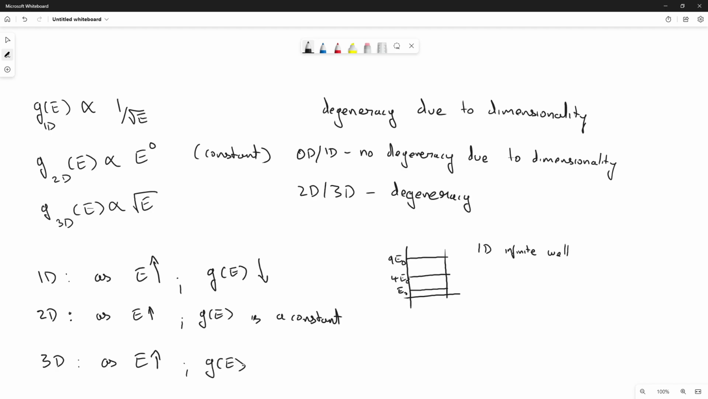So that is why we have the square root of E dependence. Essentially what all of these statements mean is that it is a mathematical way of representing the dimensionality of the system. Since there is greater degeneracy, at a given energy I will have a lot more states. So as my energy keeps increasing, I will get more and more states, because now I have 3 k values possible in the 3D case. Whereas in the 2D case, the mathematics works out in such a way that the density of states, G of E, is a constant.